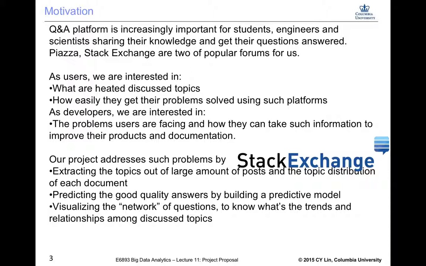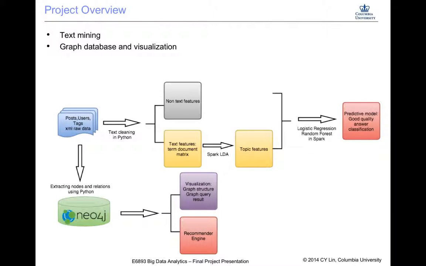So our project addresses such problems by extracting the topics out of a large amount of posts and the topic distribution of each document, and predicting good quality answers by building a predictive model. Also, we visualize the network of questions and get an idea of the trends and relationships among those topics.